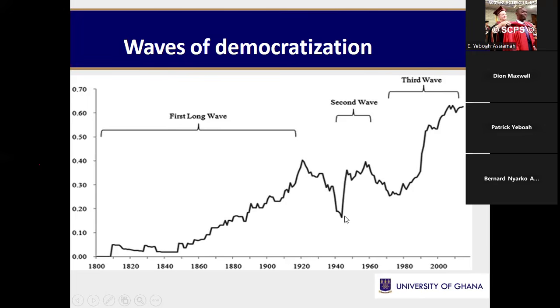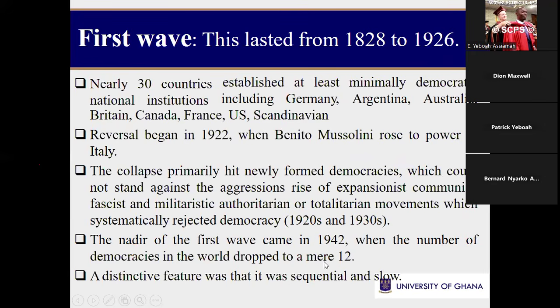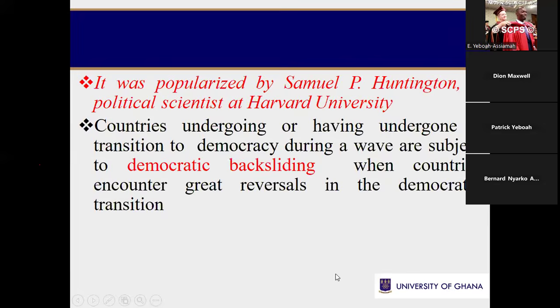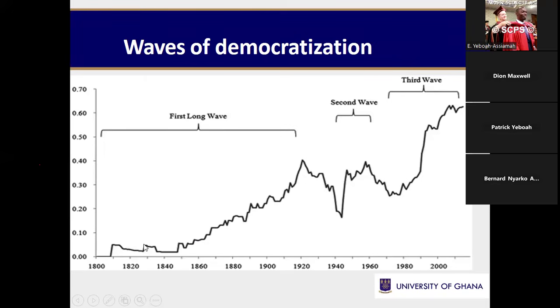So it reached its lowest ebb by 1942, when the numbers dropped to nearly only 12. A distinctive feature of this first wave was that it was sequential and slow. This was the period when democracy itself was developing. Even though they started with the minimalist approach, democracy itself was developing within this era.